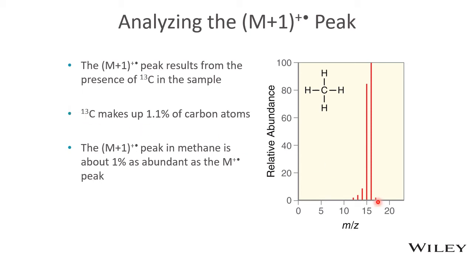Now, if we take a look at the mass spectrum for methane, we know that the base peak is at 16 and it's equal to the molecular weight of methane. However, this teeny tiny peak up here at 17 represents methane molecules that contain carbon that have the isotope carbon-13. Now, the M+1 peak in methane is about 1% as abundant as the molecular ion peak. And that's because most of the molecules of methane contain carbon-12, whereas only 1% of them contain carbon-13.